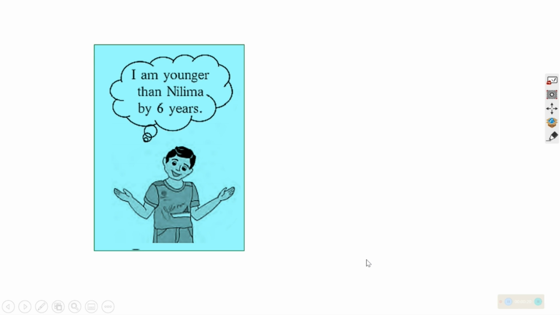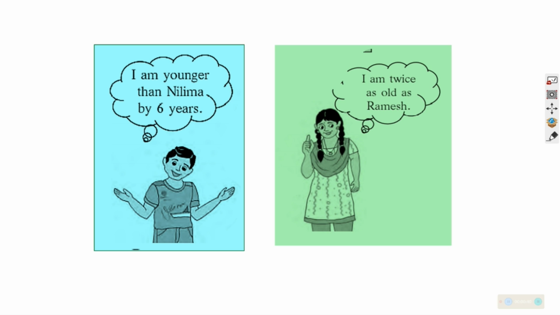For example, here he is telling us that I am younger than Nilima by 6 years. By saying so, he is saying the connection between his age and Nilima's age. And Nilima is telling, I am twice as old as Ramesh. What she is trying to say is how her age is in relationship with Ramesh's age. Both of them are comparing their ages.